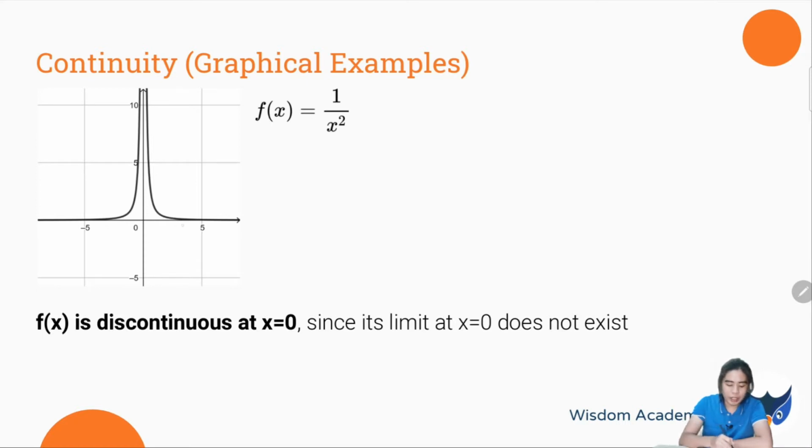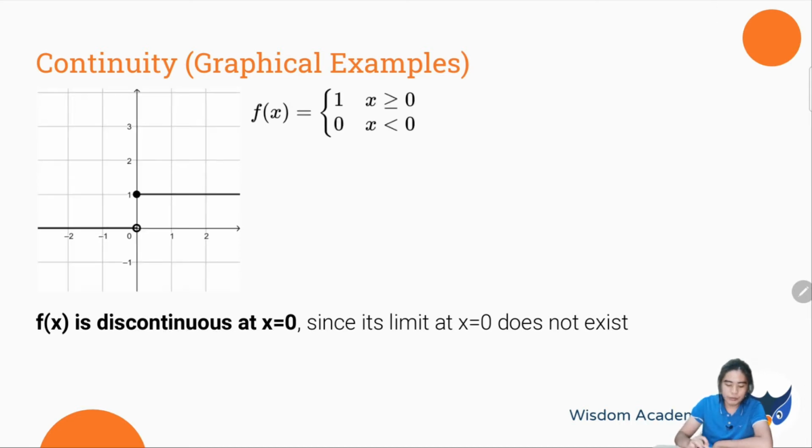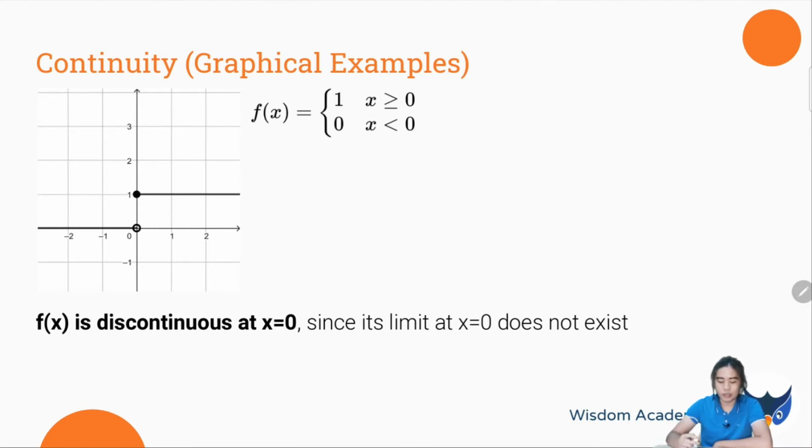Here we can see that at x equals 0, the function goes to infinity. So, its limit does not exist since it is infinity. And if we also get f of 0, it is undefined. So, it is really discontinuous. Here, since its right-sided limit and left-sided limit are not equal to each other, the limit does not exist. So, it is discontinuous at x equals 0. So, those are the basics of continuity.